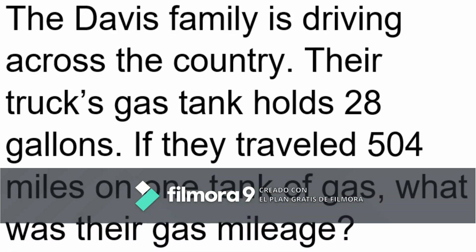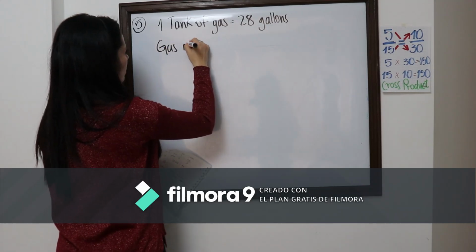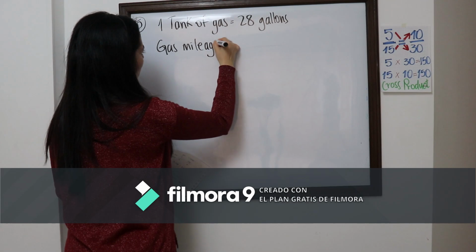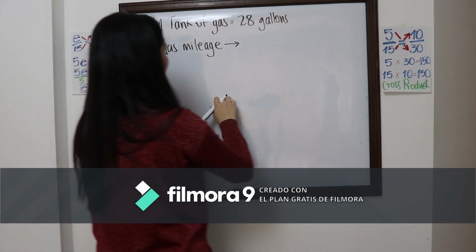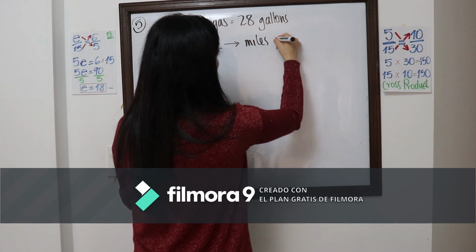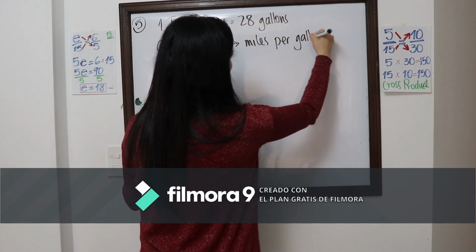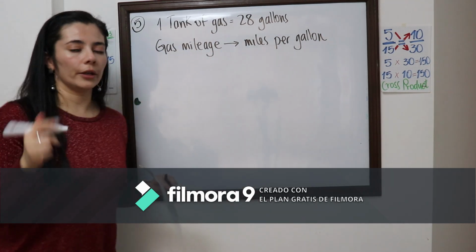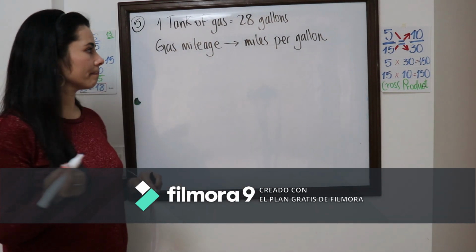Okay? Let's talk about now problem 5. The Davis family is driving across the country. Their truck's gas tank holds 28 gallons. If they traveled 504 miles on one tank of gas, what was their gas mileage? That gas mileage means nothing but actually miles per gallon. That means how many miles can you travel using just 1 gallon of gasoline, okay?